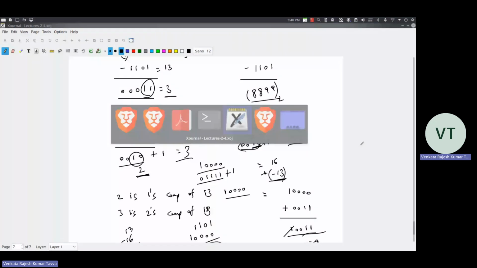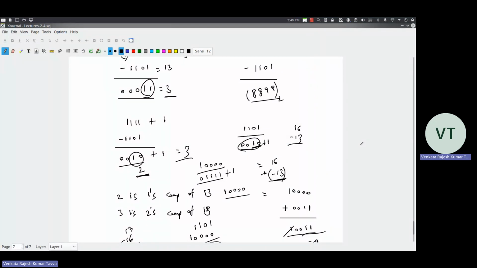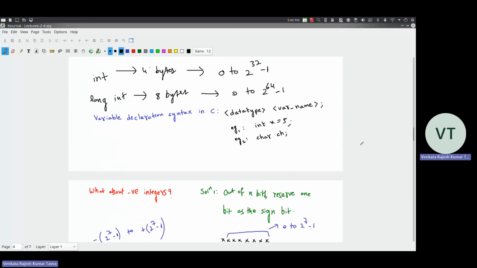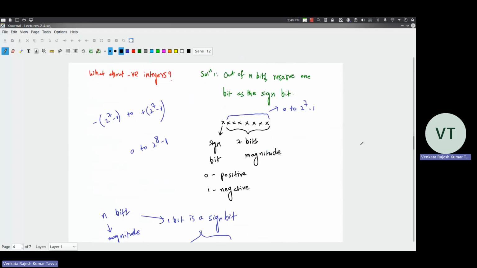Okay, good evening, everyone. In the last lecture, we were looking at binary representation, particularly of negative numbers, and then we raised a question. One solution is that out of n bits, I use the first bit as the sign bit and the remaining bits for the magnitude. That is one solution which we discussed. This is called signed magnitude representation.